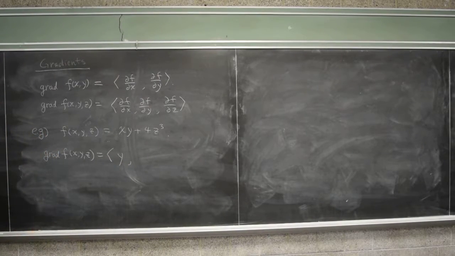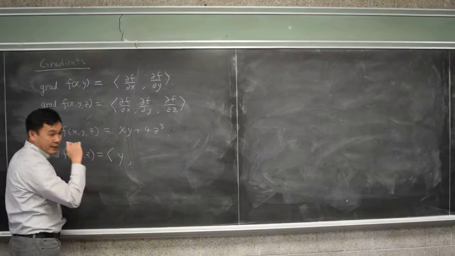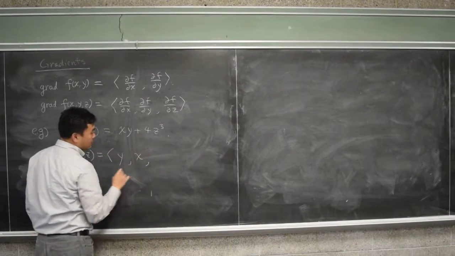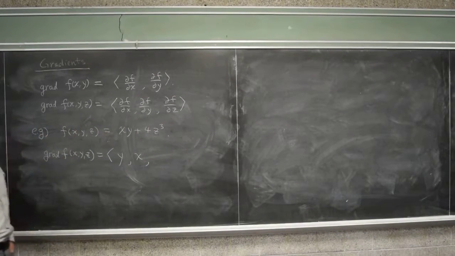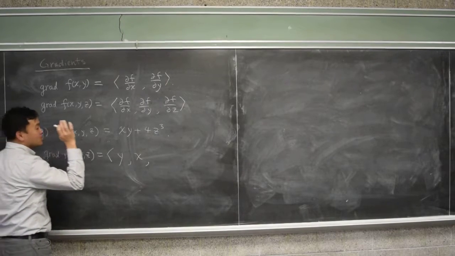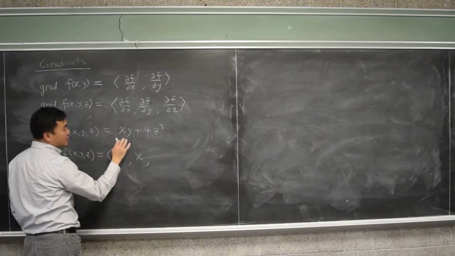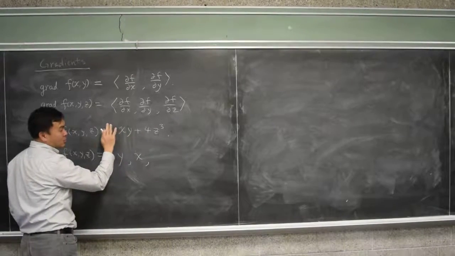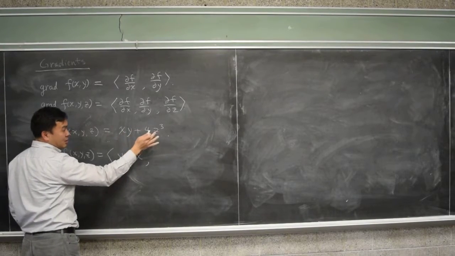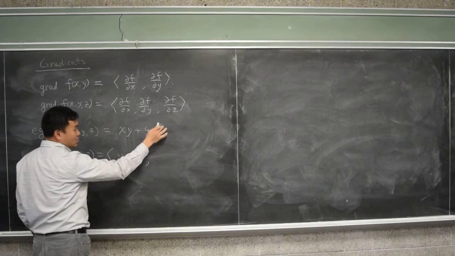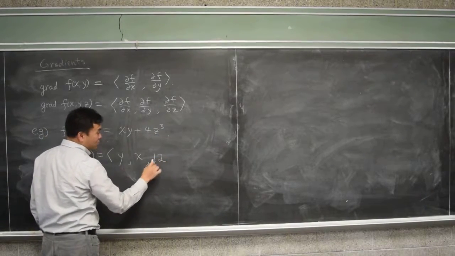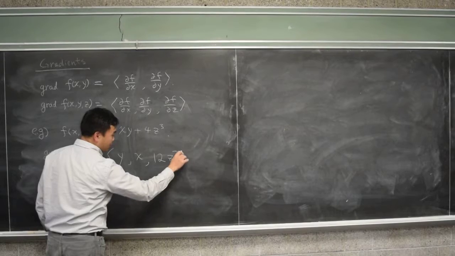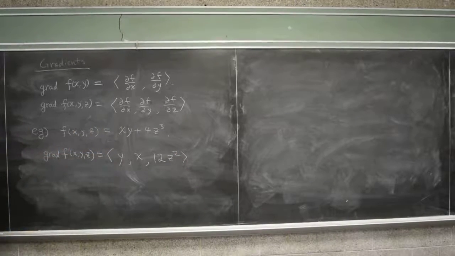Right? What do you get if you differentiate by y? x. Now, what do you get if you differentiate by z? So in that case, both x and y are considered as constants, so that goes away when you differentiate by z, and when you differentiate this by z, 3 comes down, multiplied to 4, and you get 12z squared. So that's the gradient. Easy, right?